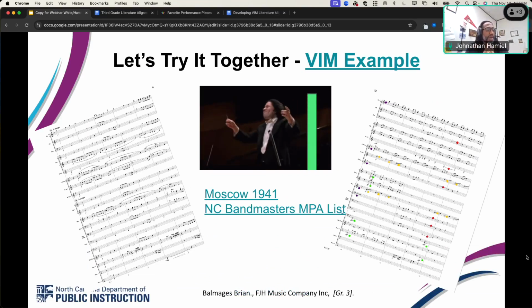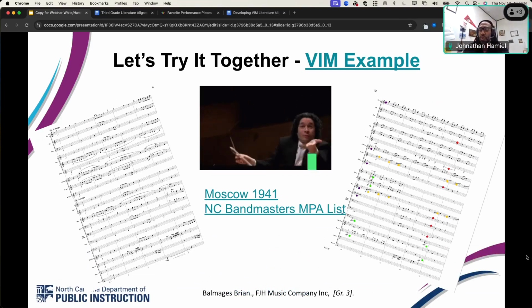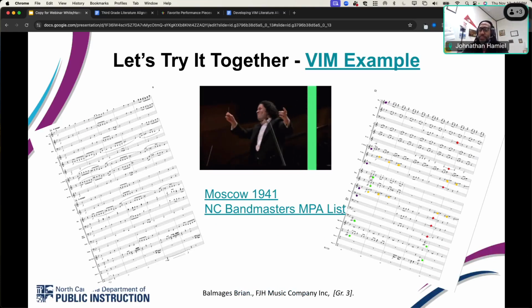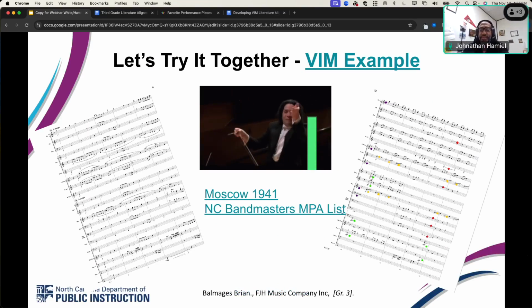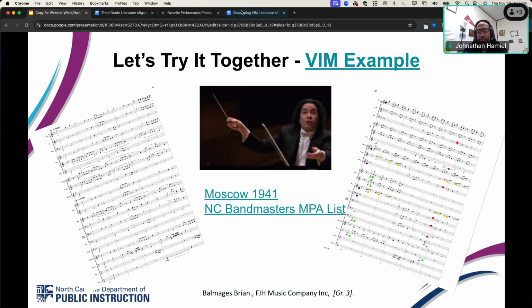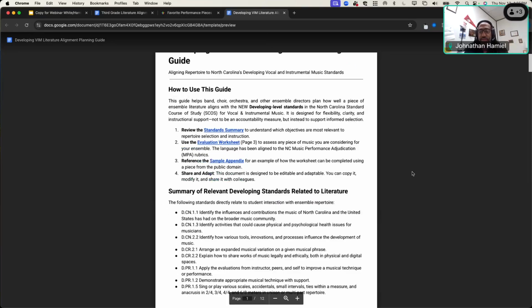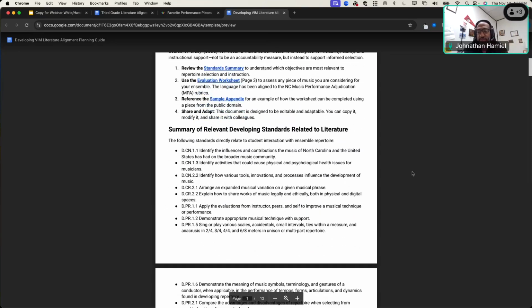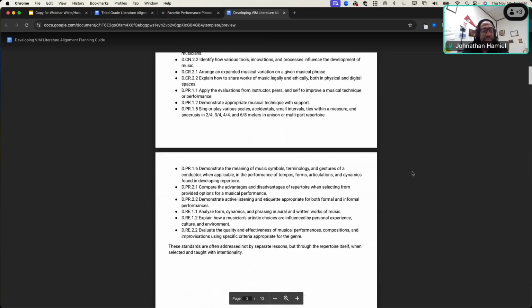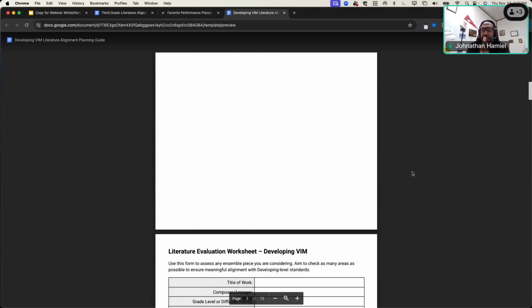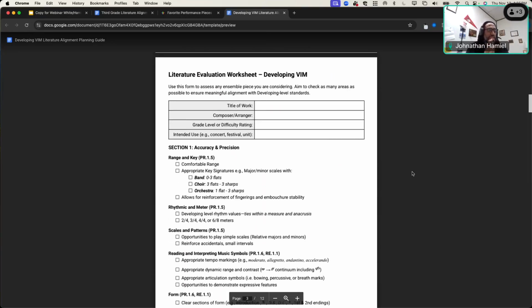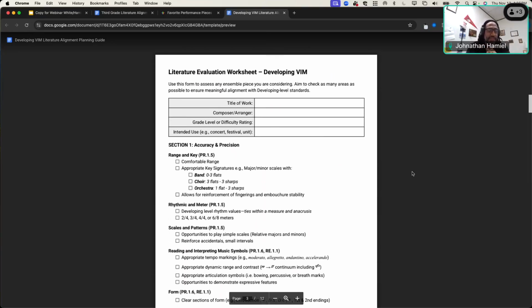We still have our rules, okay? The literature evaluation, how to use this guide. And it's very simple. Just read through that. You got the review, you got to use the evaluation worksheet, you got the reference, and you got the share and the adapt. One thing that I think about when I'm thinking about this, the evaluation worksheet, is Stephen Covey's 7 Habits of a Highly Effective Person.